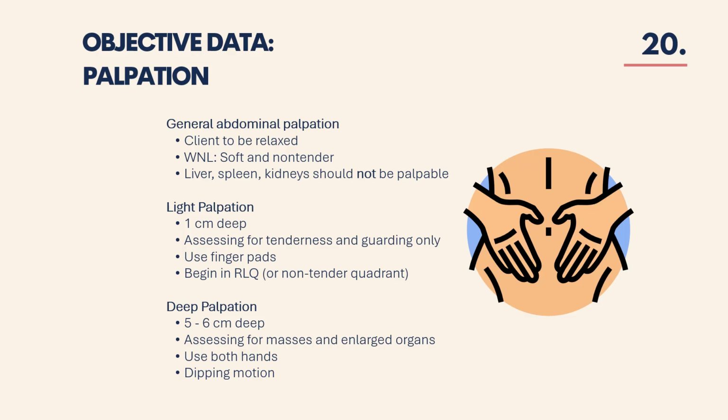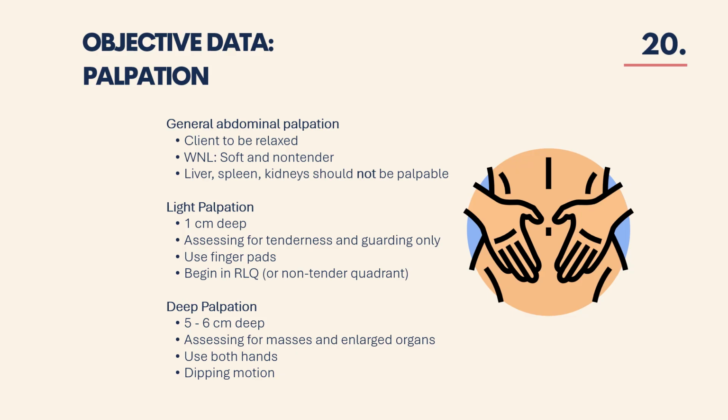So with generalized palpation, the client should be relaxed. So we want to make sure that they're relaxing those muscles, and then we will palpate over the area. We will do it in the exact same area that we did for our percussion when doing a light palpation. So we will do 3 areas per quadrant. We're going to assess for any tenderness and guarding. We want to only utilize 2 fingers and our finger pads, going 1 centimeter deep. And like I said, in 3 areas per quadrant, you'll begin at that right lower quadrant.